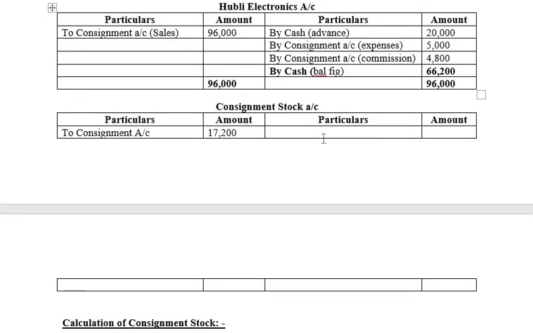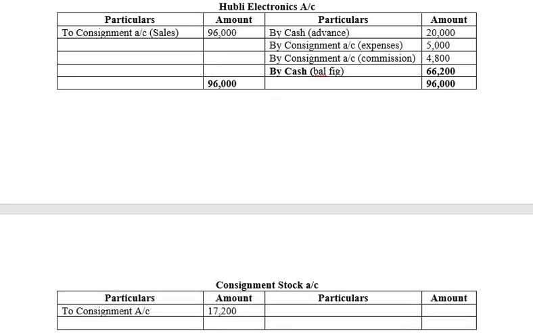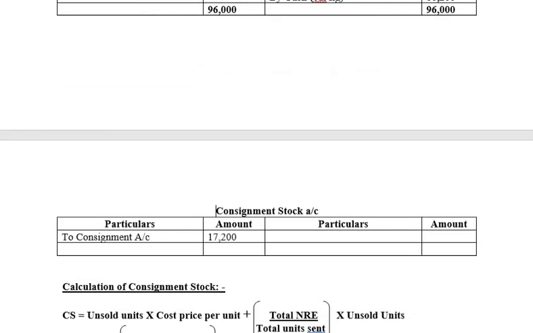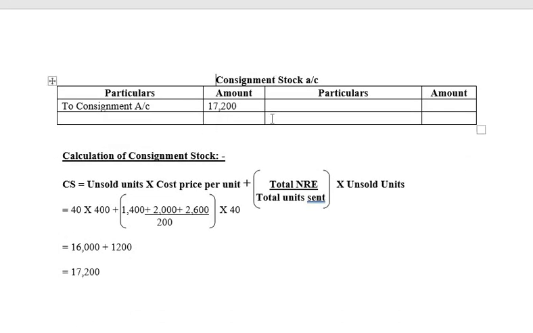Next, the next account to be closed is the consignment stock account. So let's close the consignment stock account. I'll just take it to the next line. So when you close the consignment stock account, balance of that is 17,200. Write the balance to both the sides, which is 17,200, to the credit side.